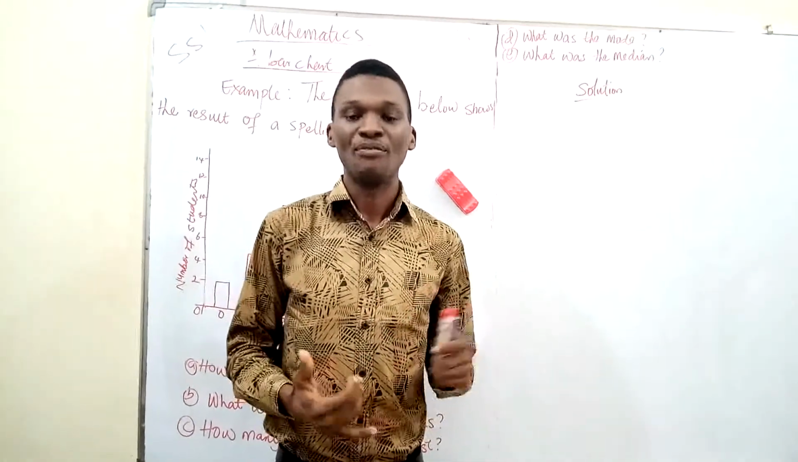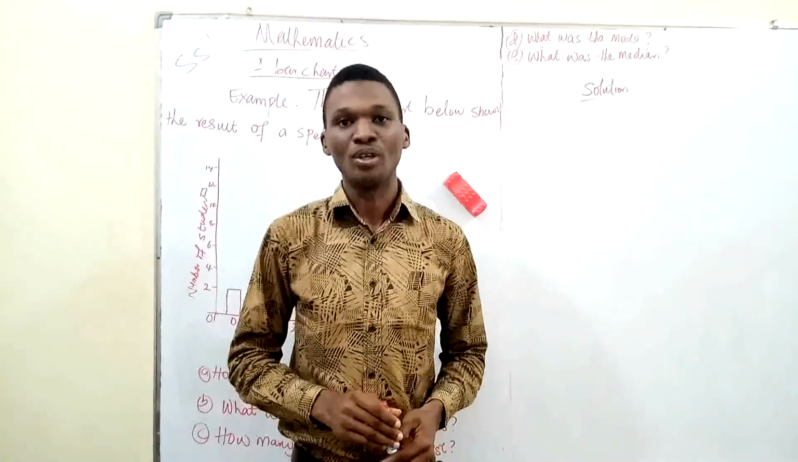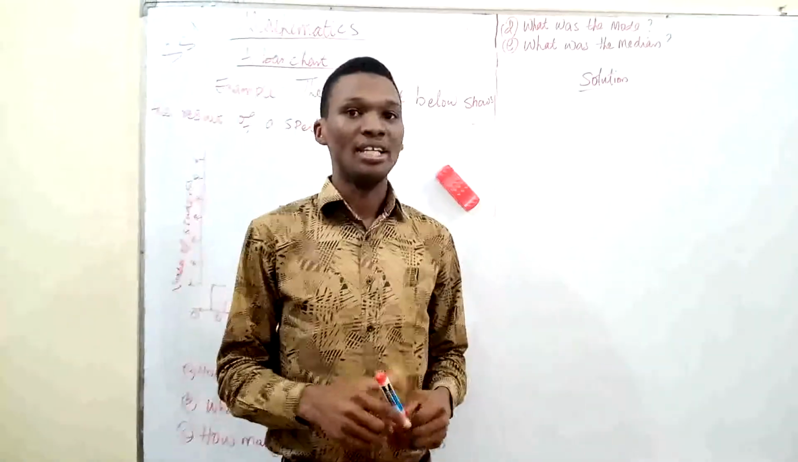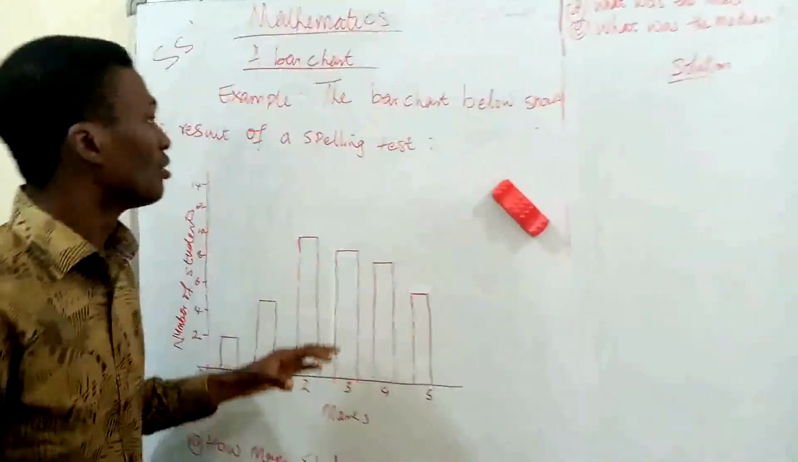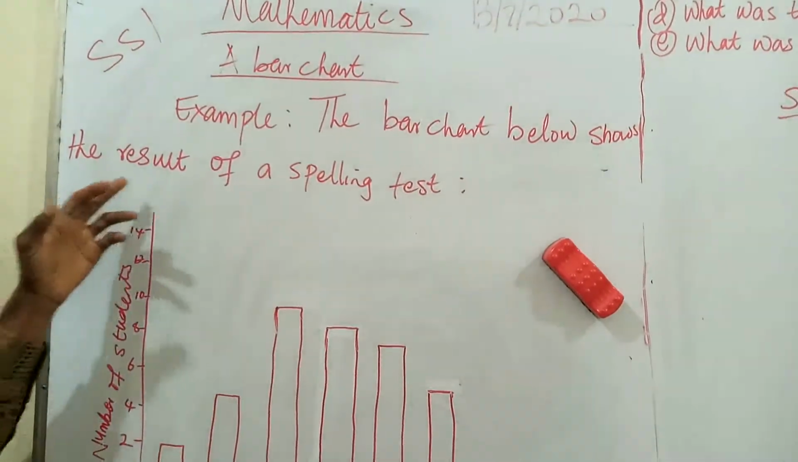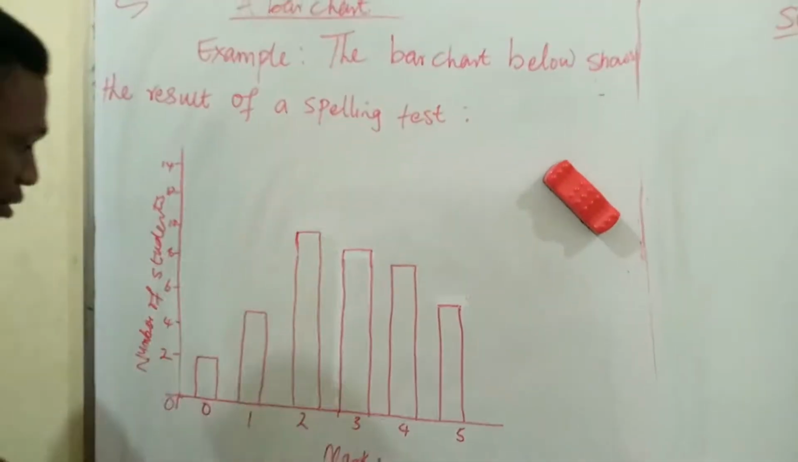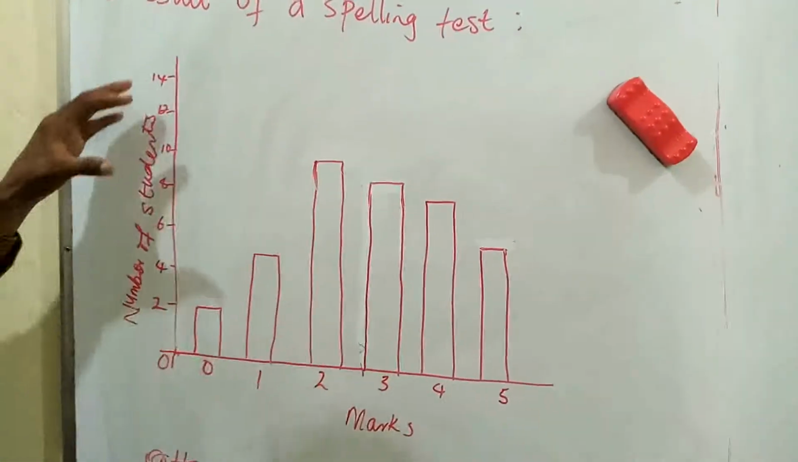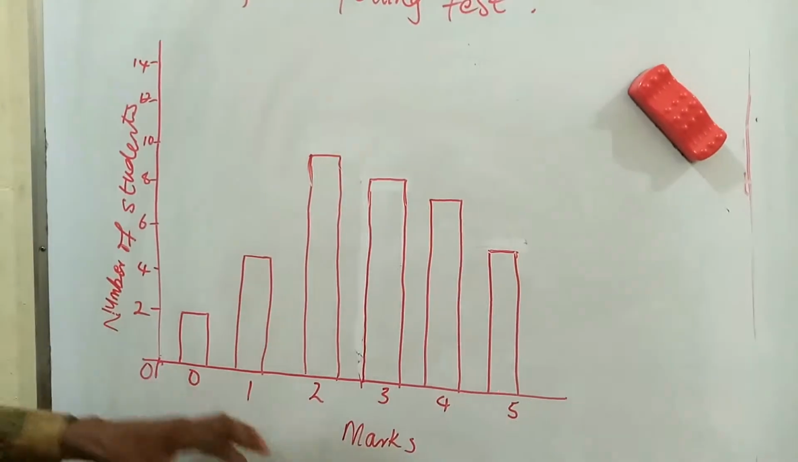We started with the frequency table and the bar chart. Today we continue from where we stopped under bar chart. I gave us a definition of a bar chart. We said that it's a rectangular bar. We have an example on the board. The bar chart below shows the result of a spelling test, showing the number of students and their marks. We have to answer the questions that follow.